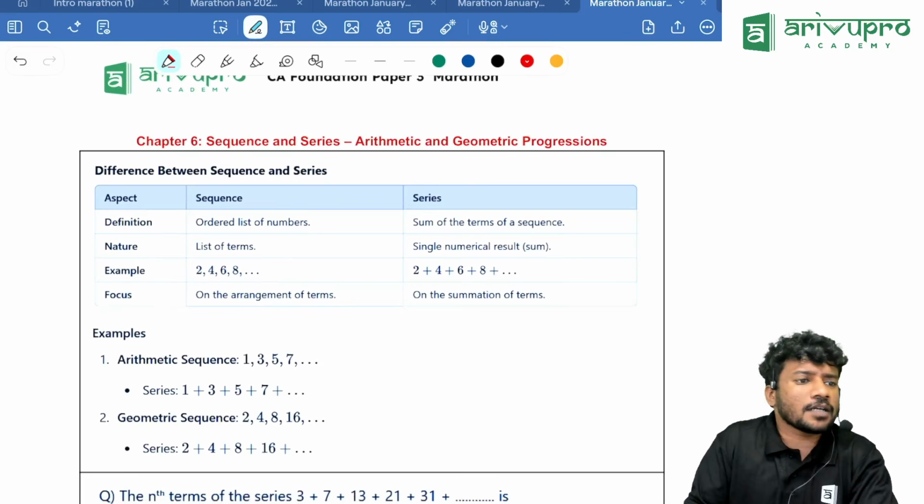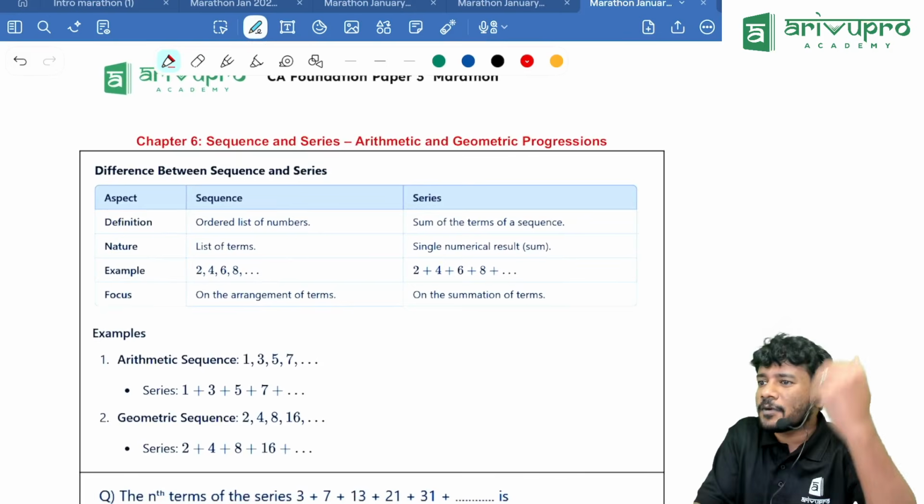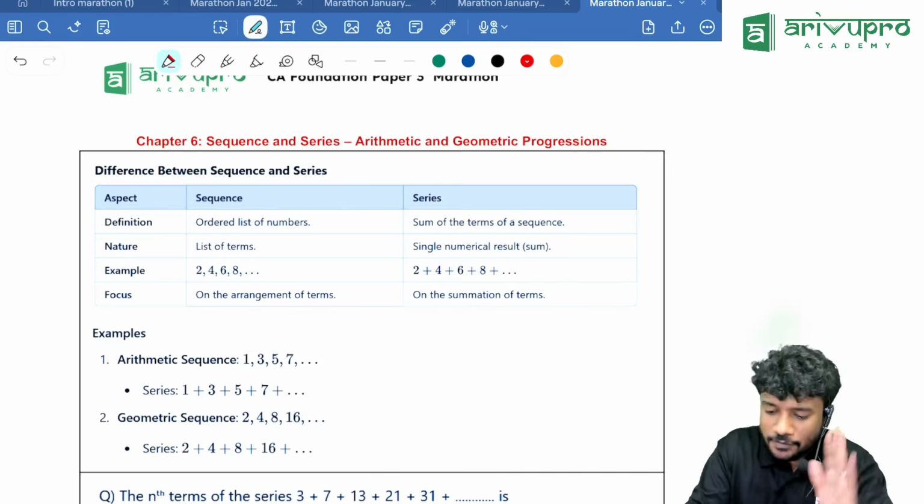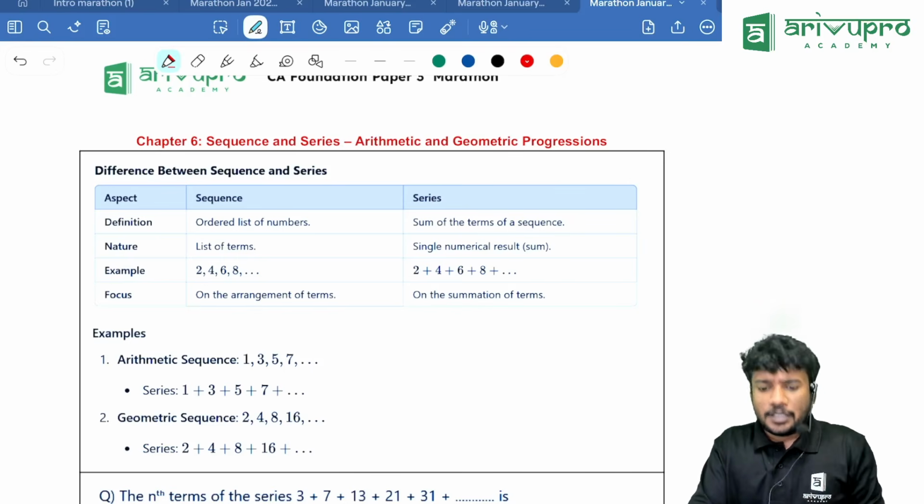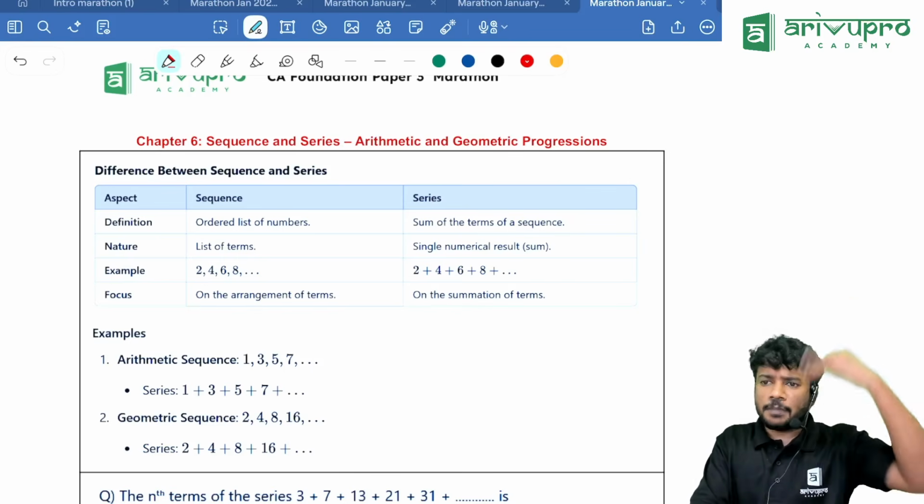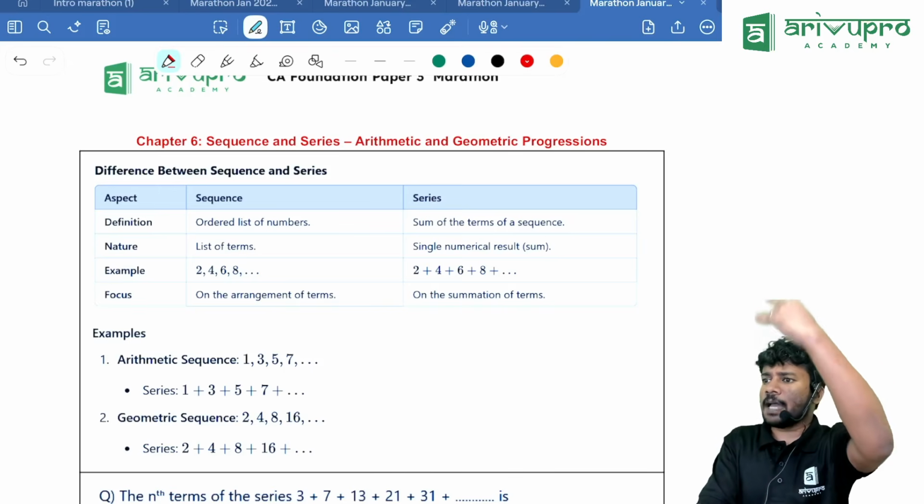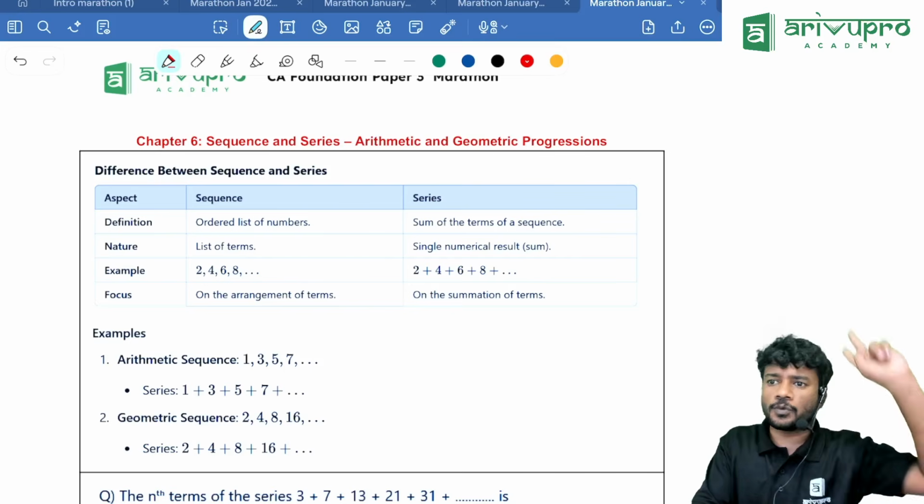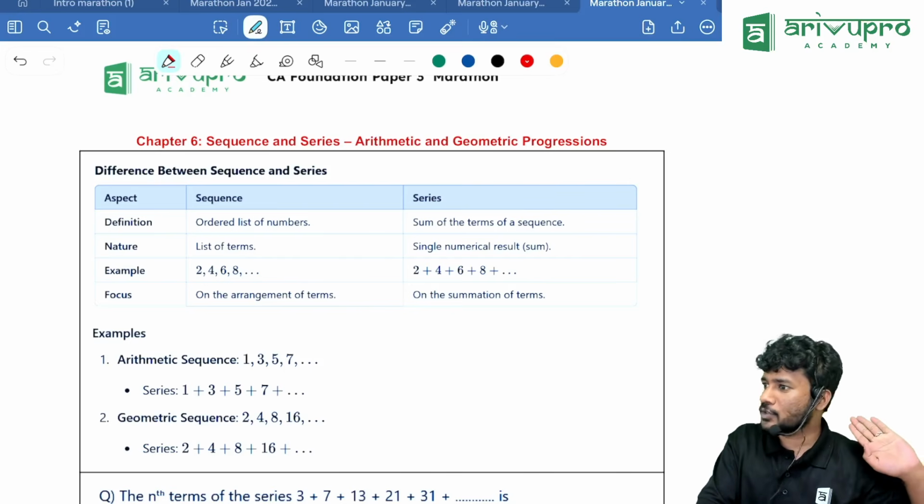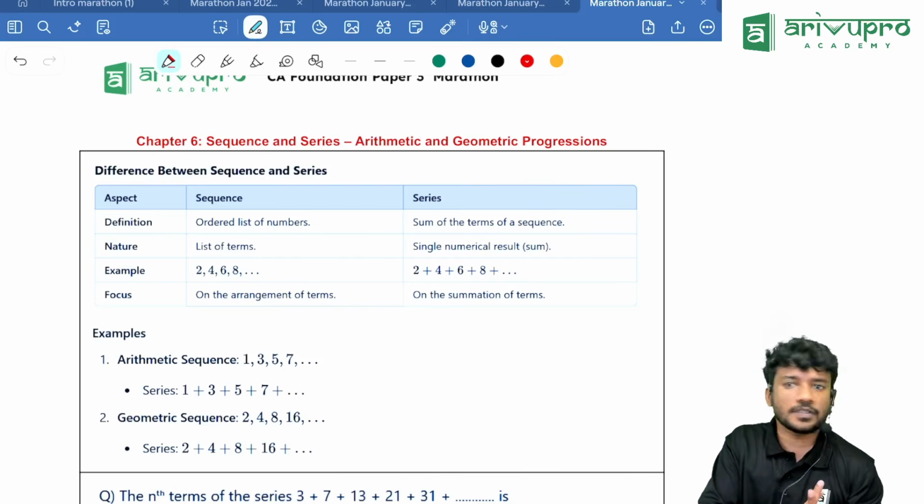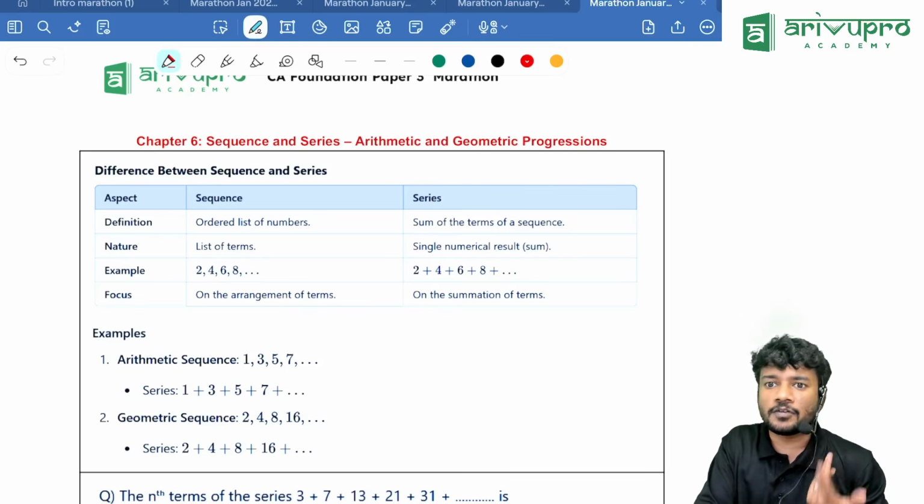We can expect up to 5 marks. Maximum of 5 marks can be there from this chapter, because chapter 5, chapter 6, chapter 7, chapter 8 together will give you around 20 marks. All these chapters together. So, sometimes they can ask even 7 or 6 marks from this.